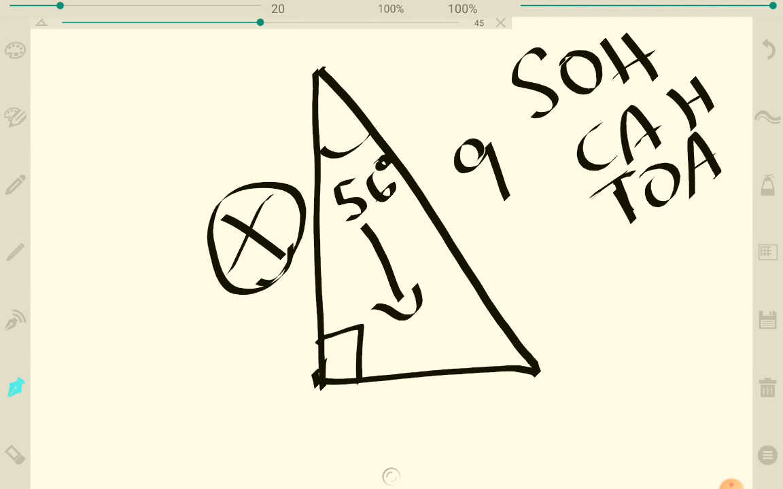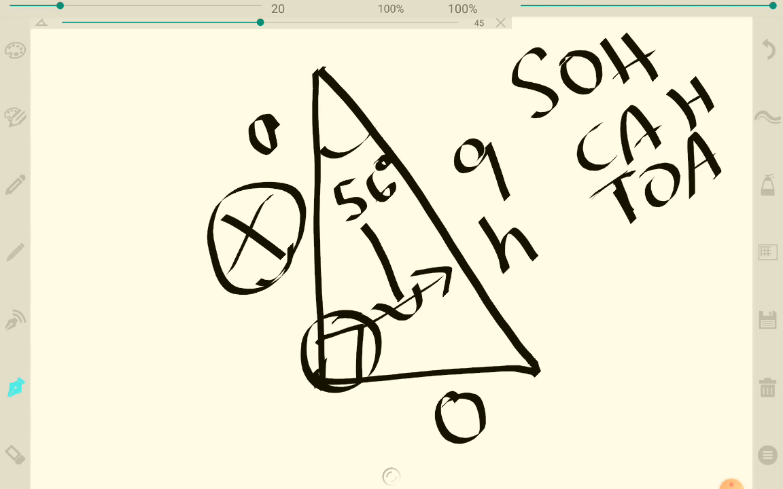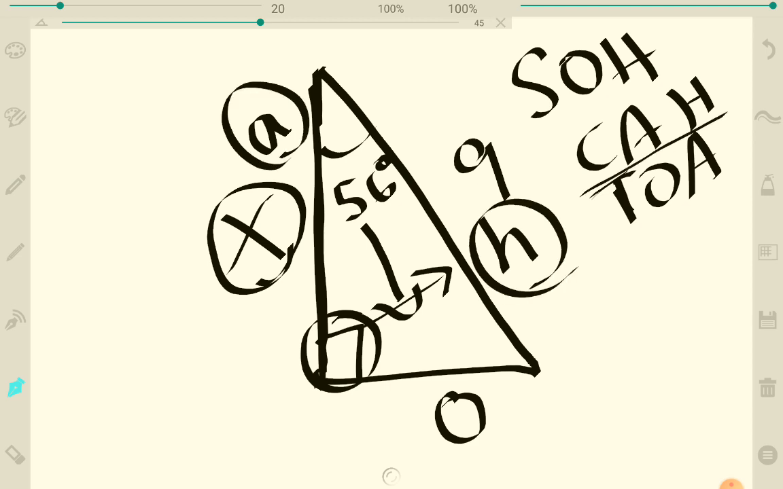The side opposite from this is opposite. The side opposite from the 90-degree angle will always be the hypotenuse. And the only remaining side would be adjacent, because it is adjacent to angle 56. So in order to do this problem, we need to find our other trig function, and for these two, we use cos.